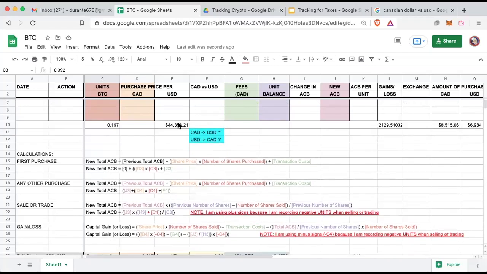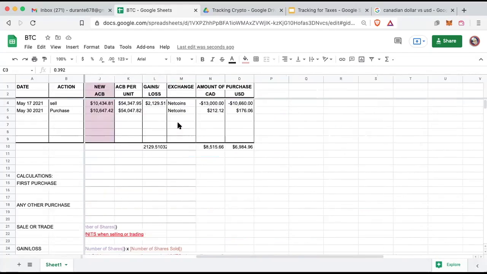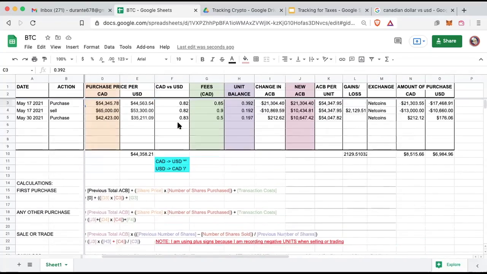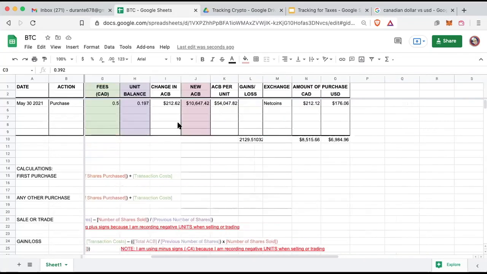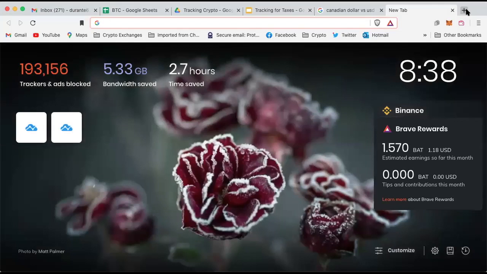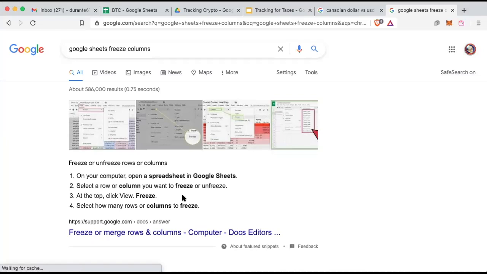For example, you notice if I move my cursor around, my A-B column doesn't move and my 1, 2 doesn't move. Now what's happening here is they're frozen. So if you don't know how to do something, you could go to Google and type Google Sheets, freeze columns, and the instructions come up. On your computer, open the spreadsheet in Google Sheets, select a row or column you want to freeze or unfreeze. At the top, click View, there's a freeze button, and then select how many rows or columns you want to freeze. I'll show you what's happening.